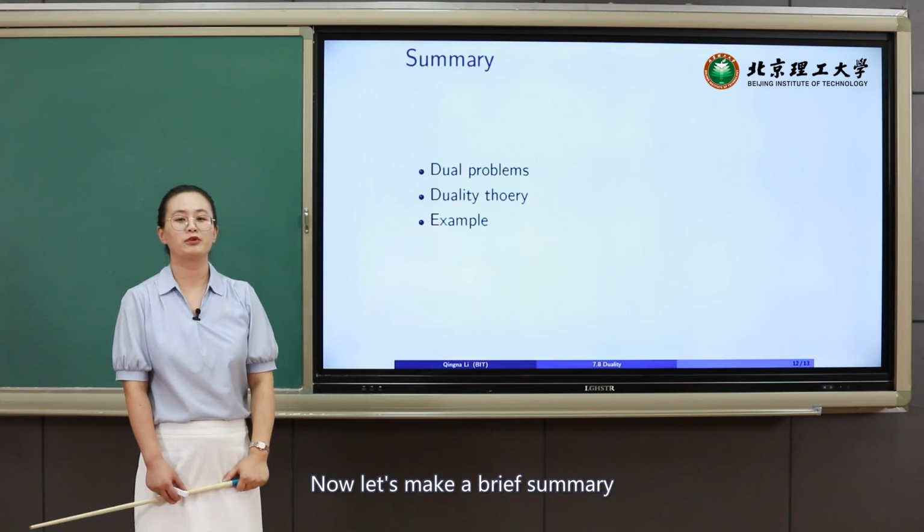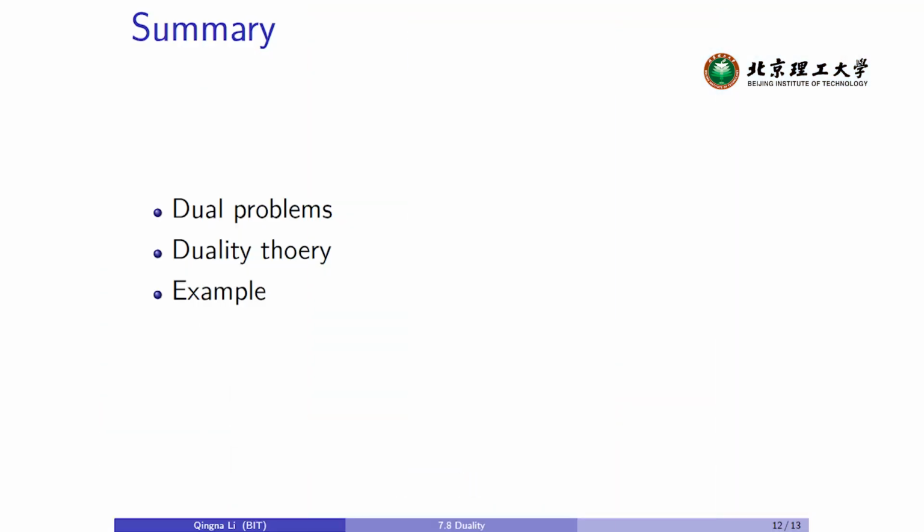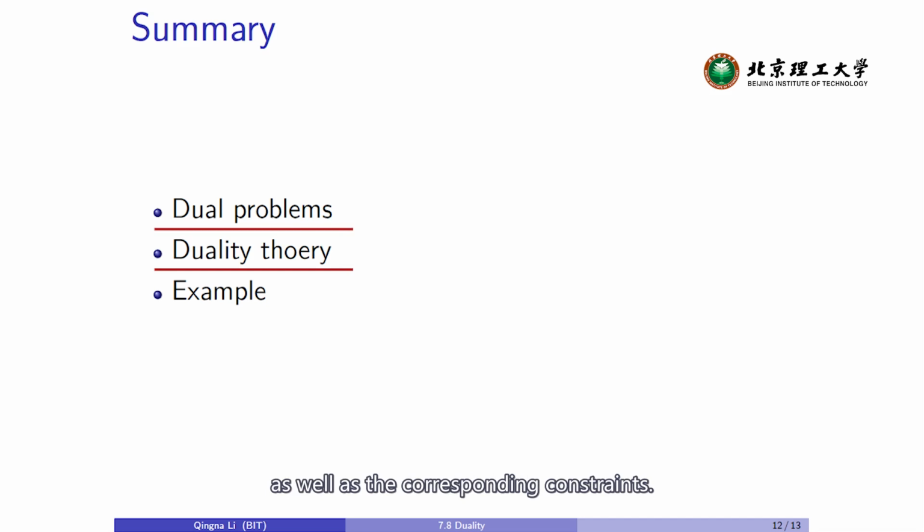Now, let's make a brief summary about this part. In this part, we have introduced the dual problem, including the dual objective as well as the corresponding constraints. We also demonstrated by two examples to show you how we derive the dual problem in practice.